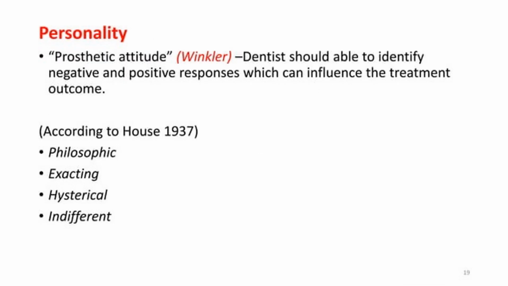Then the personality. The prosthetic attitude: the dentist should be able to identify the negative and positive responses which can influence the treatment outcome. According to House, he classified the personality of the patient as philosophic, exacting, hysterical, and indifferent. In this, the philosophic patient is more accurate, more adaptive, and easier to go along with the procedures. The exacting patients, though they have some demanding expectations, can still be convinced to go for the treatment very easily. Thank you.